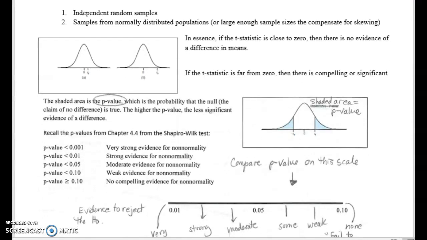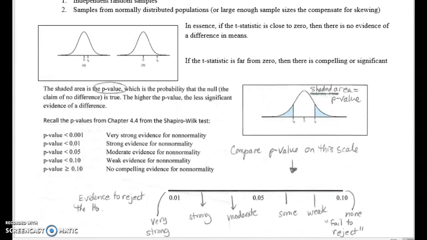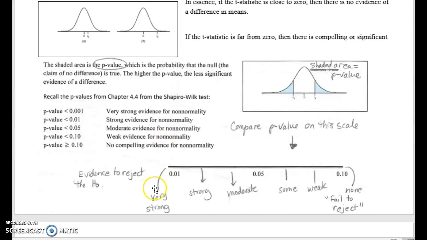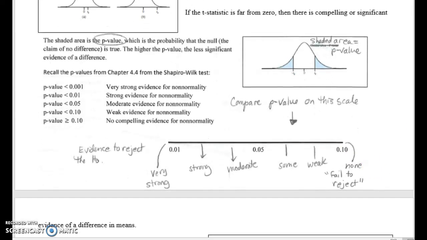And you can see, looking at this idea of the p-value, it's the same idea we used back when we learned the Shapiro-Wilk test, that if your p-value comes out as something smaller than 0.01, we have very strong evidence to reject the null. If it's somewhere in between 0.01 and 0.05, we have strong or moderate evidence to reject the null. If it's between 0.05 and 0.10, we have some weak evidence to reject the null. And any p-value that is 0.10 or larger, we say we fail to reject the null. There is no compelling evidence of a significant difference.